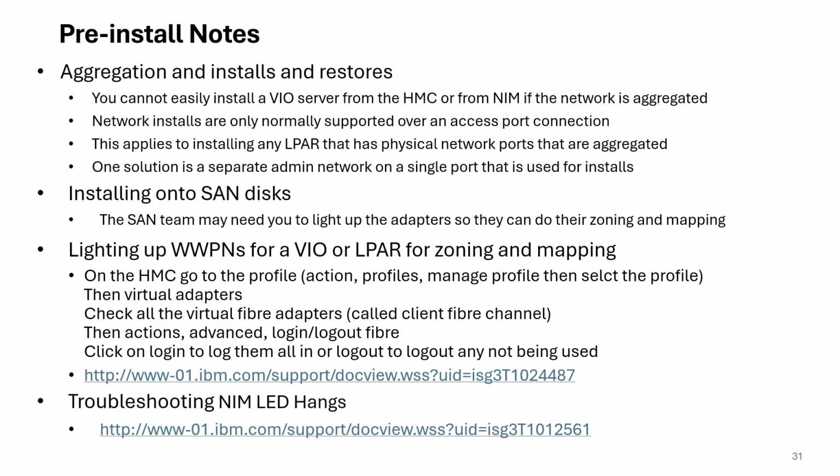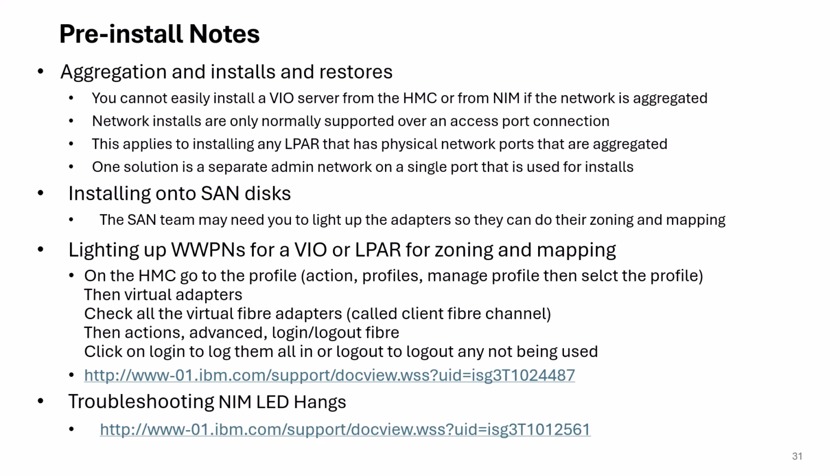One of the things that you can run into with VIO servers, and actually with some LPARs, is if you are using aggregation. NIM does not like aggregated networks. If the client's using aggregation, the network install will fail. There are ways to get around it, but they're a little convoluted.